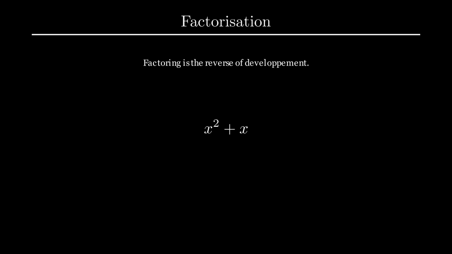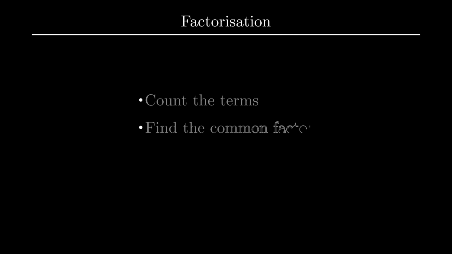Factoring is the reverse of development. It works by transforming the whole expression into a product. Here we have to factorize x squared plus x. But how do we do that? Actually, you just have to count the terms, then you have to find the common factor, and finally factorize everything.